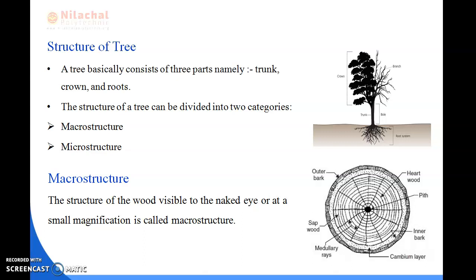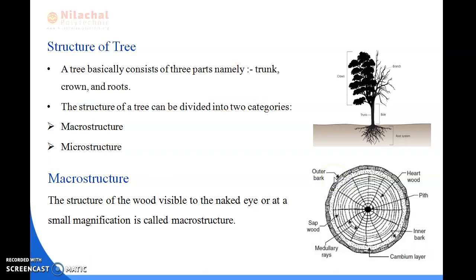The structure of the wood visible to the naked eye or at a small magnification is called macrostructure. You can see here the diagram. I have shown the macrostructure diagram here. You can see here this is the outer bark, this is the heartwood, this is the pith. This is the sapwood, this one is medullary rays. This one is the cambium layer, and this one is inner bark, and this one is outer bark.